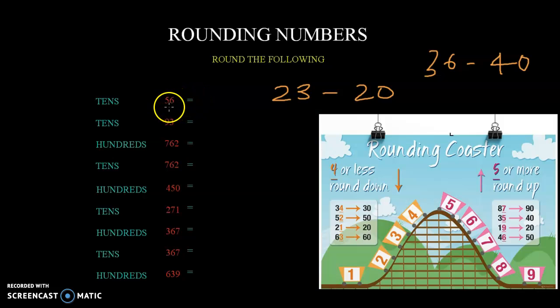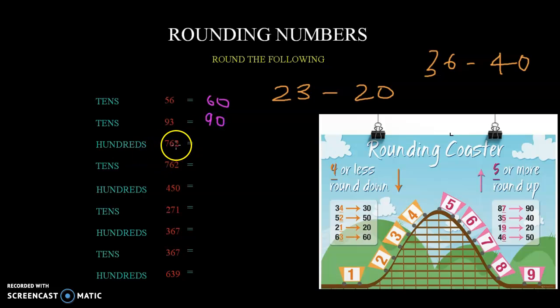So 56 has a 6 right here. So 6 goes where? It goes up, right? So how much should we round it to? It says tens right here, so we're rounding to the tens. 60 right here. Now again it says tens, and it's 93. So where is it going now? Down. Okay, so 90. Now it says hundreds.